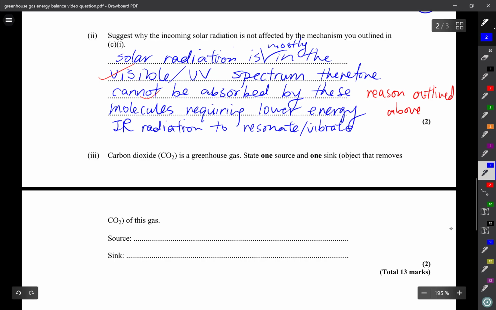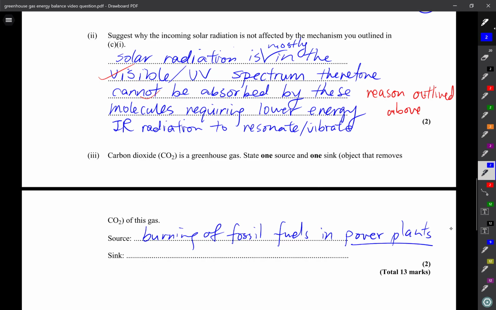And in this case it would be burning of fossil fuels. And then you can say in power plants or industries, power plants, or cars, etc. Okay, so this part you can change to something similar, but you definitely need the burning of fossil fuels, because it's more specific, and you definitely learn that in this unit, in topic 8.